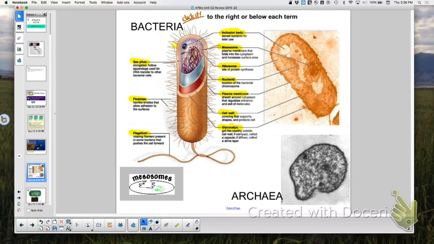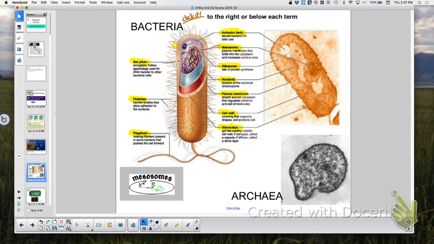Okay, we looked at the 3 domains. And the first domain that we talked about was bacteria, and we went over the different structures in bacteria. Let's start from the center and work our way out. Do they have a nucleus? No, what do they have instead? A nucleoid region where their DNA is kept. Can you tell me something about their DNA? Circular. A single circular chromosome.